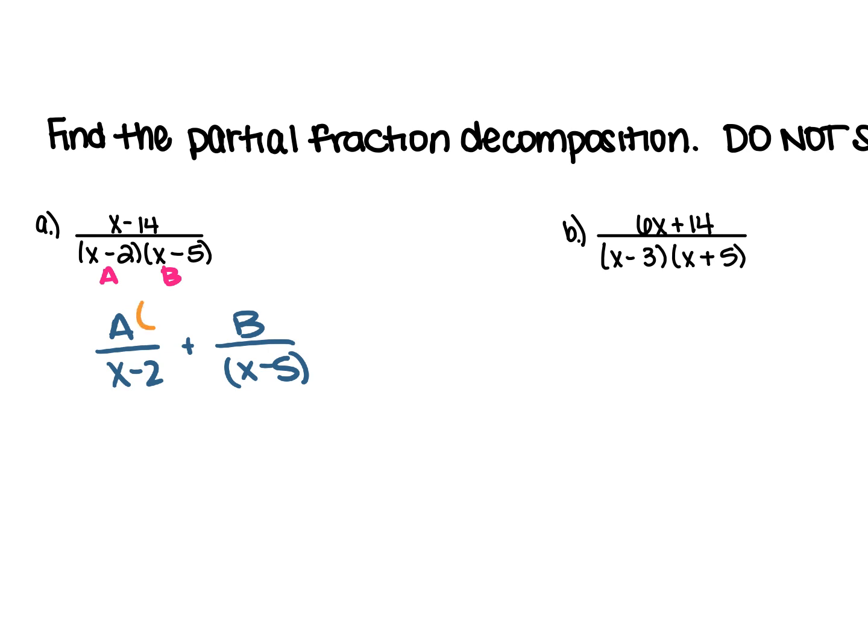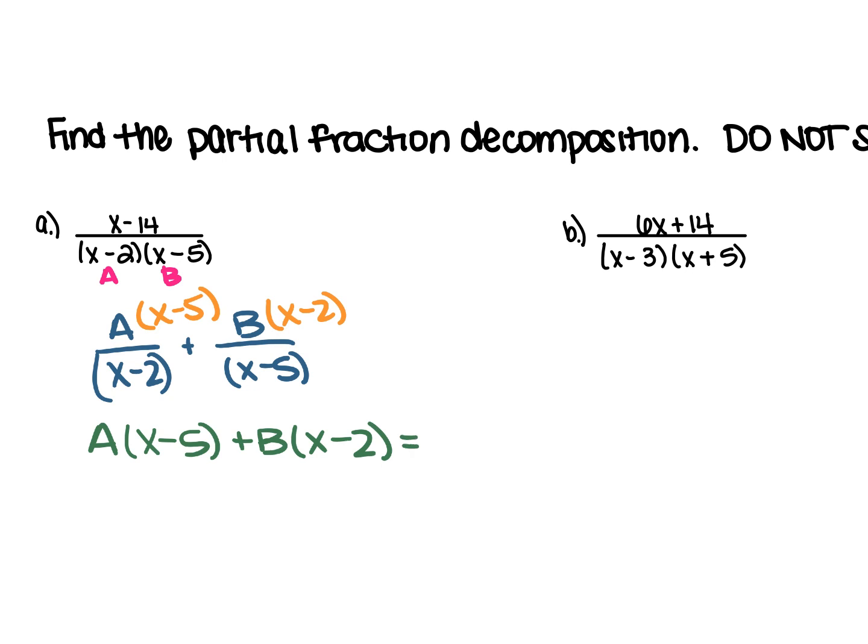Your A gets multiplied by the x minus 5. Your B gets multiplied by x minus 2. From here, you're going to have A times x minus 5 plus B times x minus 2 is equal to your numerator, which is x minus 14.